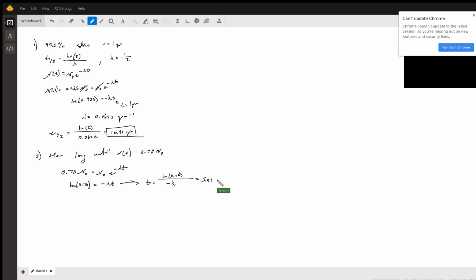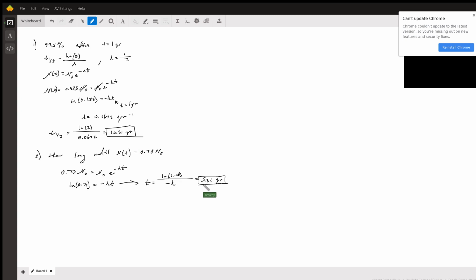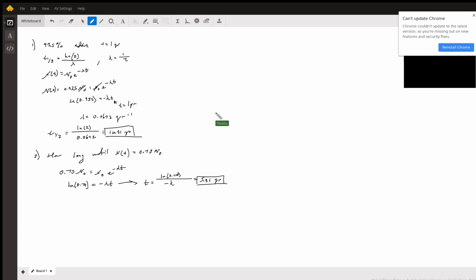Now, does that answer make physical sense? Well, let's think about it. If it takes 10.31 years for it to become 50% of the original sample, or 0.5 N naught, then it makes sense that it would take 5.31, or around half that, to reach 70% of the original sample. And if it went on to 10.31, you would get down to 50%. So it falls within the range. It's not exactly half because this is exponential decay, but that should answer your question.